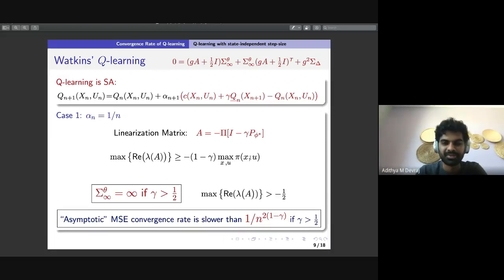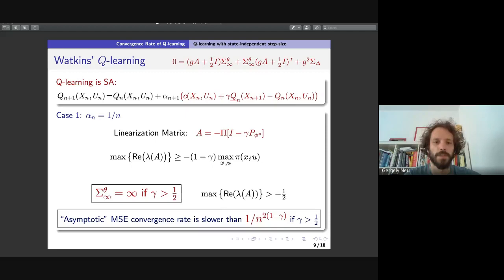Yeah, right, and I'll come to that in the next slide. Okay. So you actually want G to scale like 1 over 1 minus the discount factor to really get anything finite for the asymptotic covariance, and that's something I'll discuss in the next slide. Okay, yeah, thank you.